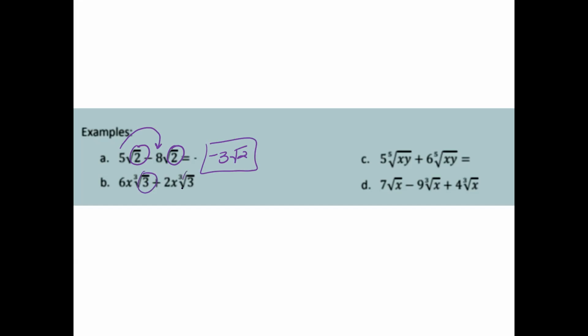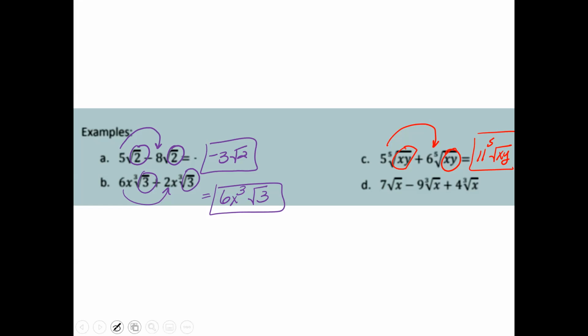B, same numbers. So 6 plus 2, 6x cubed square root of 3. X and y are exactly the same. 5 plus 6 is 11 to the 5th power, xy.